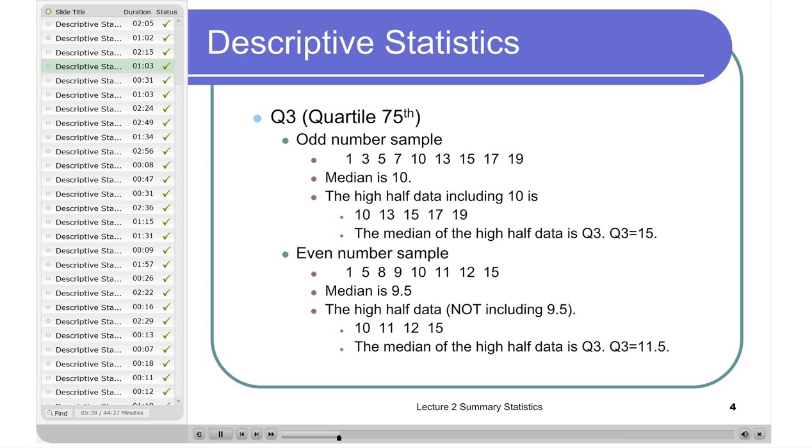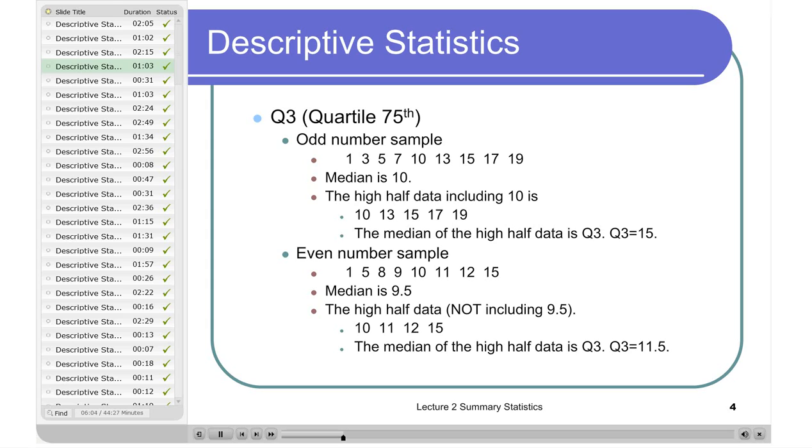We want to find the top half of the data. As we saw before, the median for this example is 10, and so the top half of the data consists of the numbers 10, 13, 15, 17, and 19. The middle number of this top half of the data is 15, and so the third quartile for this first example is 15.